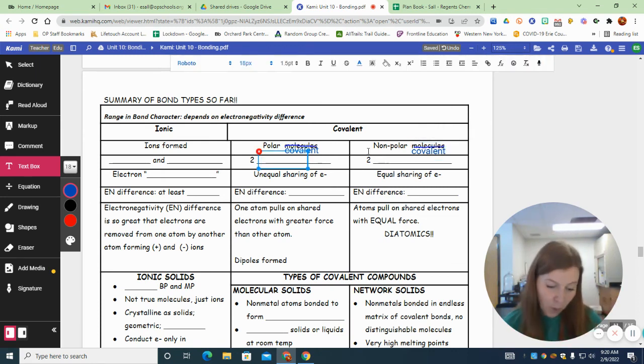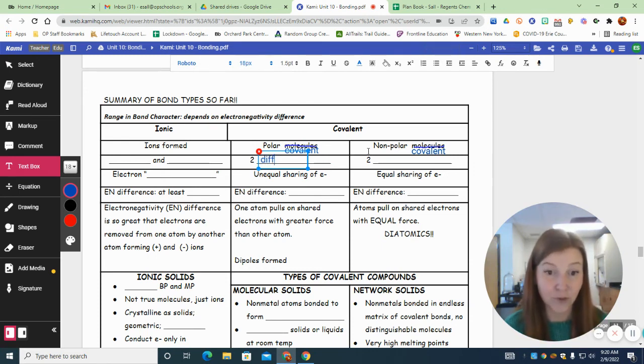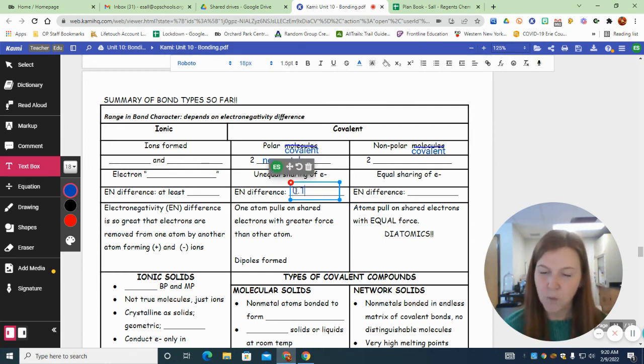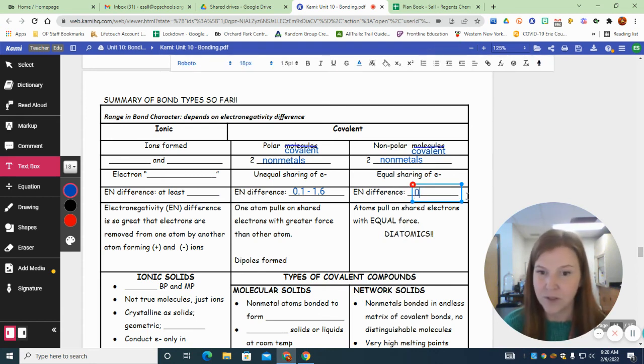So when we have a polar covalent bond, that would be between two different, I'll just say two nonmetals. We'll go with that. Typically, well, always, they're going to be different nonmetals. So you have unequal sharing, so an electronegativity difference of 0.1 through 1.6, okay? With nonpolar covalent, it's also between two nonmetals, usually, but not always. Usually those are going to be two of the same nonmetals, so like a diatomic situation, where you have equal sharing of electrons and an electronegativity difference of 0.